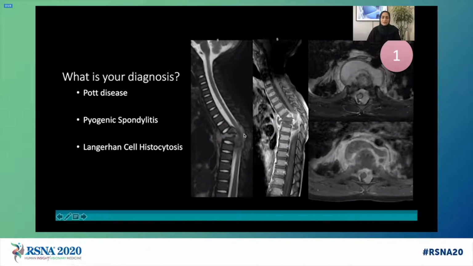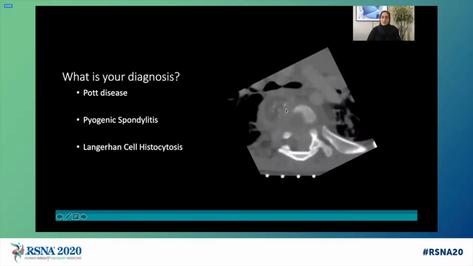Now, before you venture a guess, I'll give you one more hint. We did a CT on follow-up of this patient a few days later, and we noted calcification within the collection. This CT was pre-operative planning for drainage. So we noted calcification within the lesion. The diagnosis is Pott's disease, TB spondylitis.